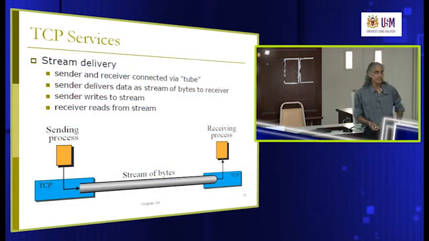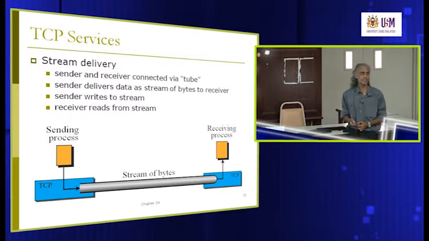All right, so let's go through some of the features of TCP. TCP basically works in a so-called stream delivery, meaning that once the sender and the receiver have established a connection, you can assume that the sender and receiver are connected by a pipe, some kind of tube. Then the sender will put the data into this tube, and everything will automatically reach the other side. As long as the TCP connection is open, this tube or pipe will be there.